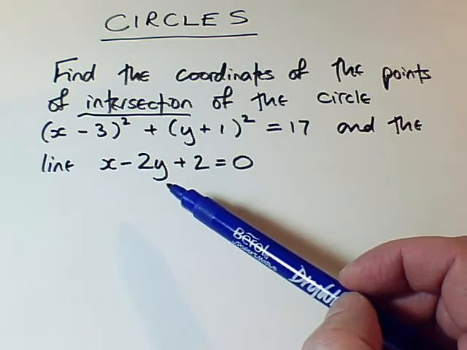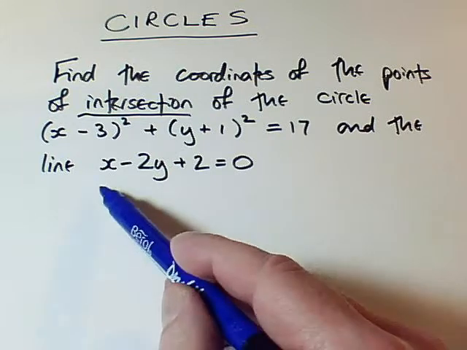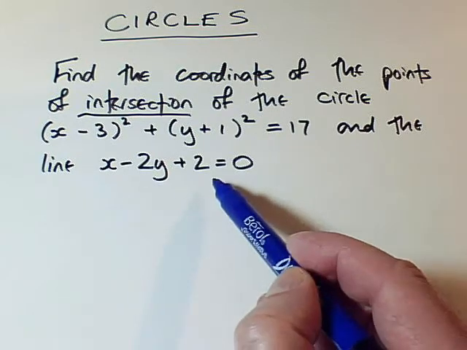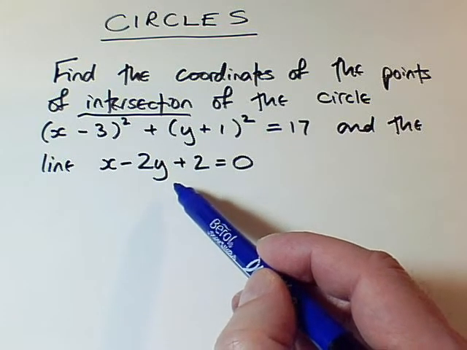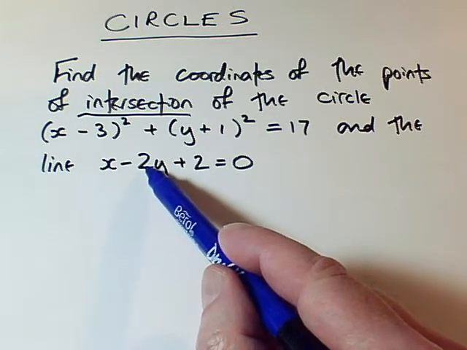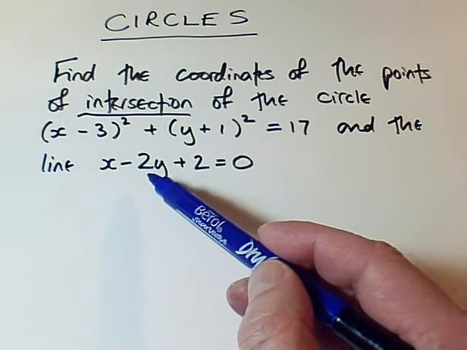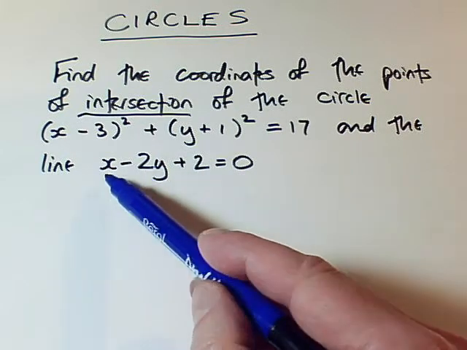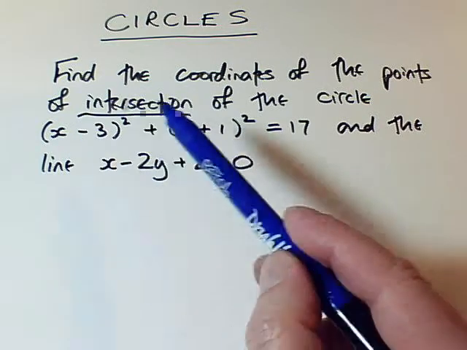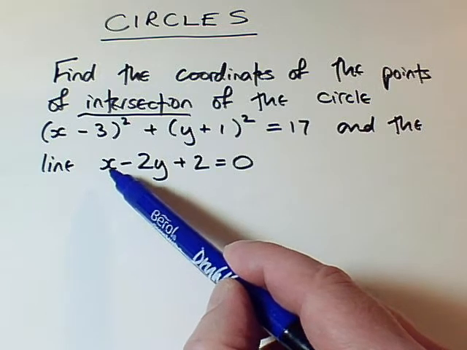I need to get one equation in a form where I can substitute into the other. And the easier one to get into that form will be the second one. But I'm not going to make y the subject. If I make y the subject, then at some point I'm going to have to divide by this 2, and I'm going to get fractions times x, and I would like to avoid fractions. So, in fact, I've got a choice. I can either substitute in for y or for x, and x is easier to make the subject of this formula.